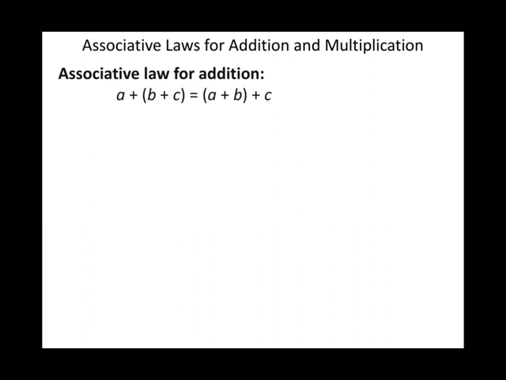Associative laws for addition and multiplication. Associative law for addition. So when I have A plus B plus C, I could take care of this part first. I could add up the B plus C, and then I'm going to add up the A. This is equal to A plus B, I could take care of this one first, and then add up the C in here.